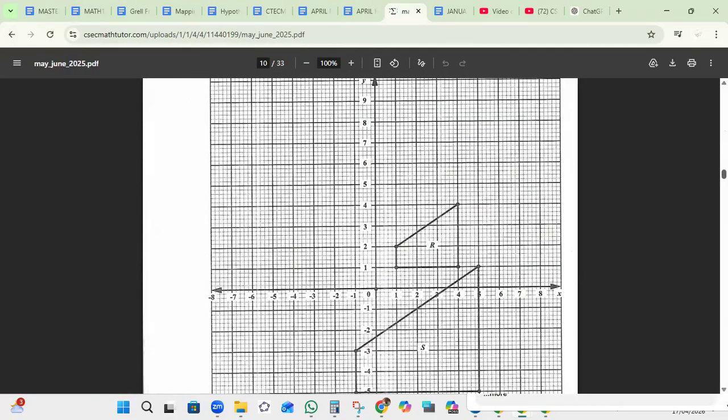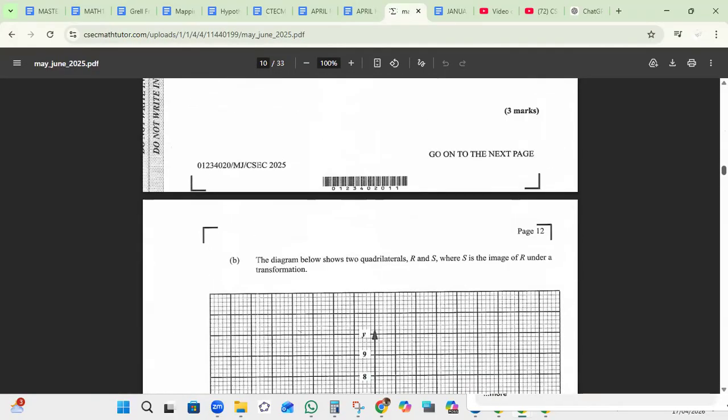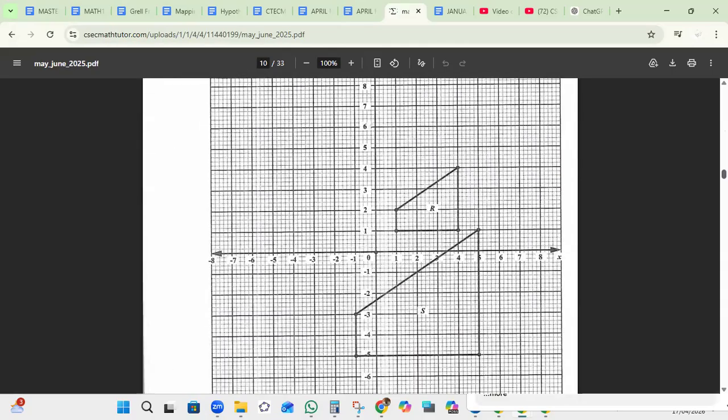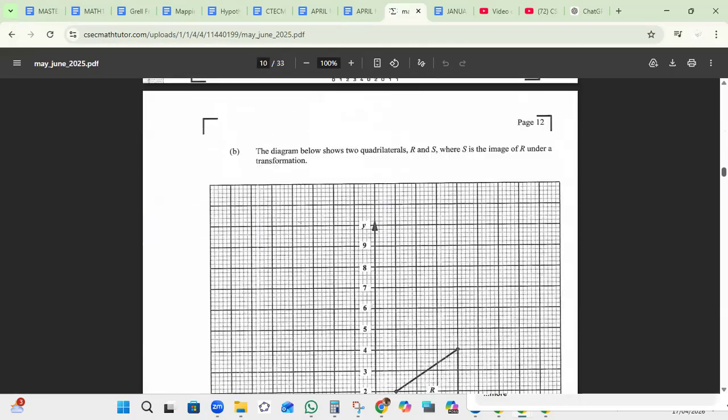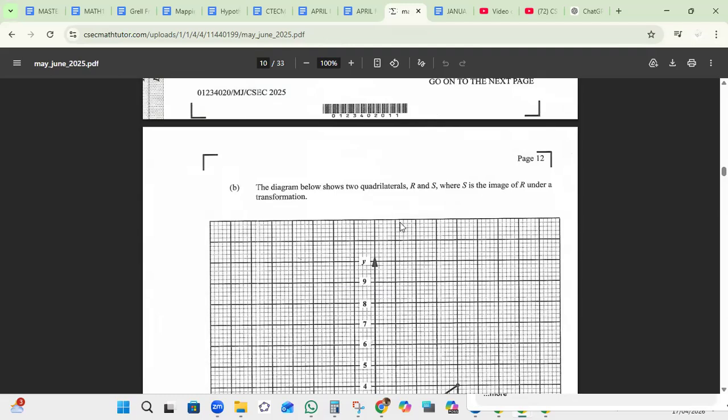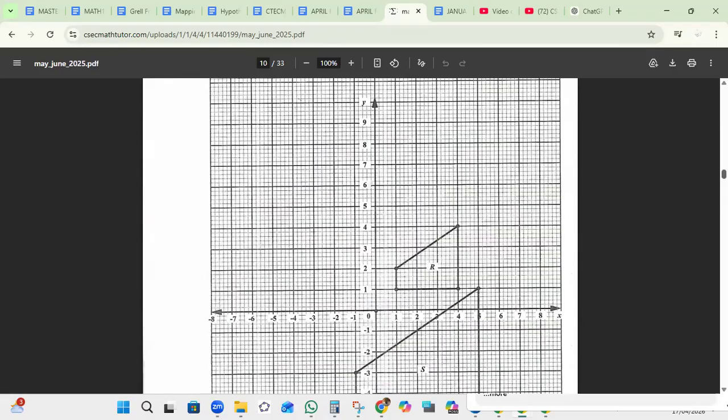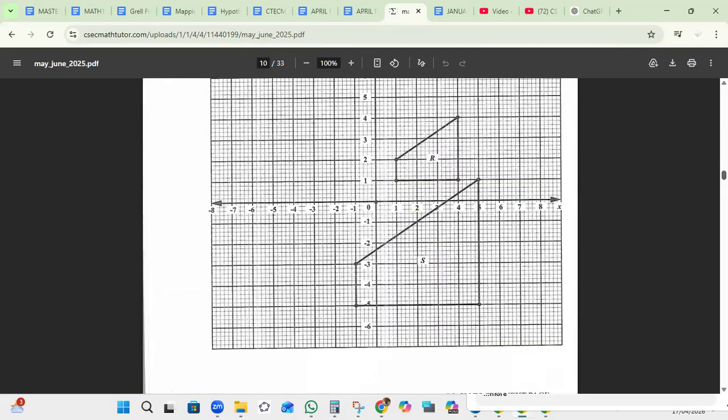Let's go to number 3. And here you have it. Most times you get a grid with the shape. And here you see the diagram below shows 2 quadrilaterals, R and S is the image. And this looks like an enlargement. You can see it as an enlargement.